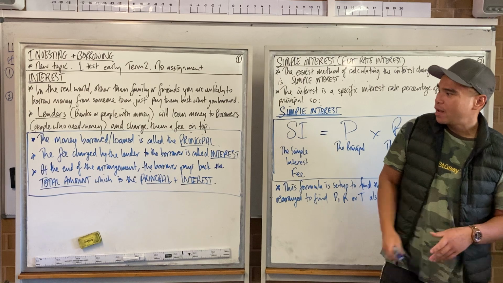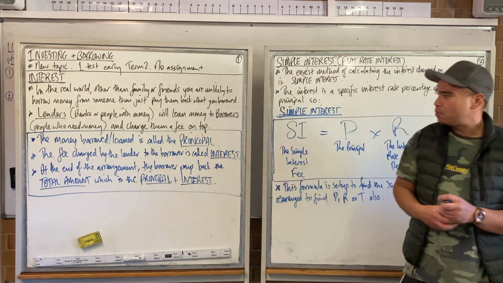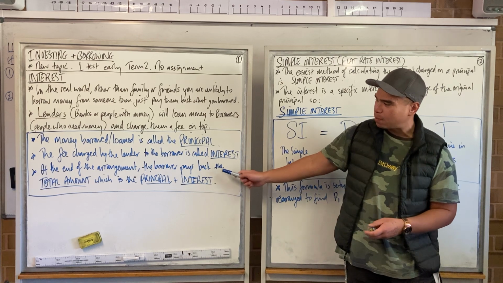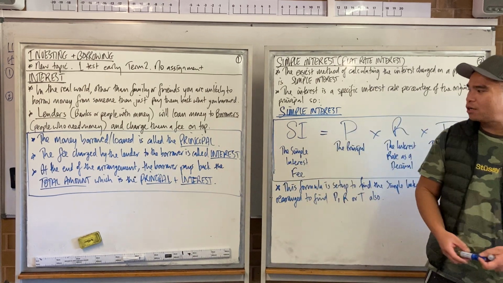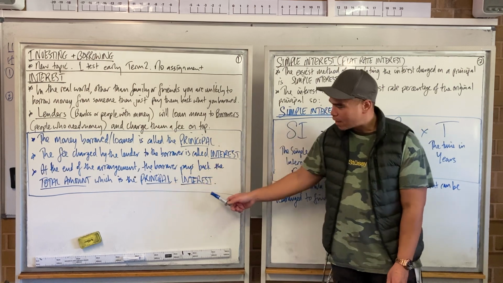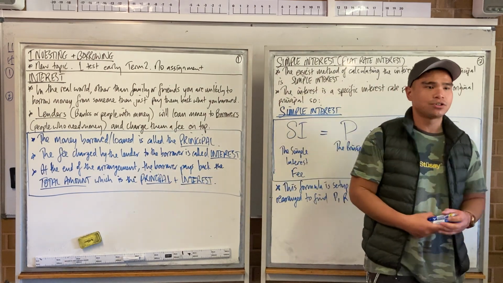Okay? The fee charged by the lender to the borrower is called interest, and then at the end of the arrangement, the borrower pays back the total amount. What is the total amount? They pay back what they borrowed, which was the principal, and they also pay back the interest.